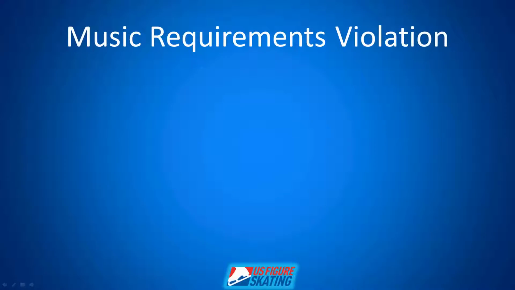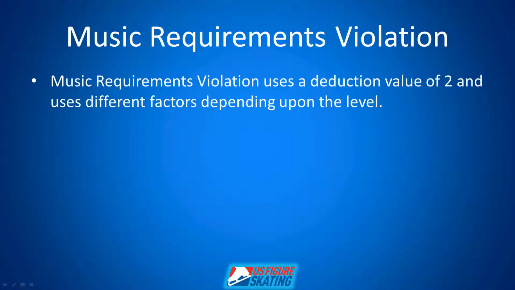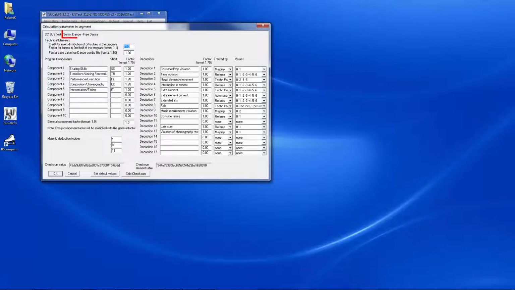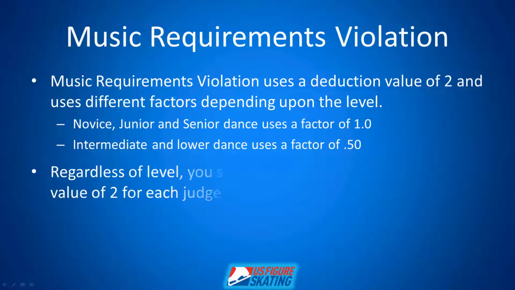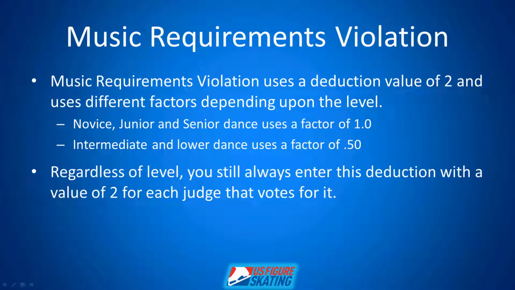We have a special case with the music requirements violation deduction, as it not only requires a deduction value of 2, but it also uses different factors depending upon the level. Novice, junior, and senior dance uses a factor of 1.0. Intermediate and lower dance uses a factor of 0.5. Regardless of level, you still always enter this deduction with a value of 2 for each judge that votes for it.